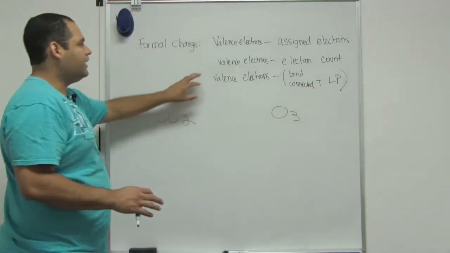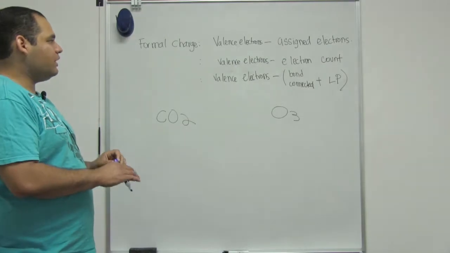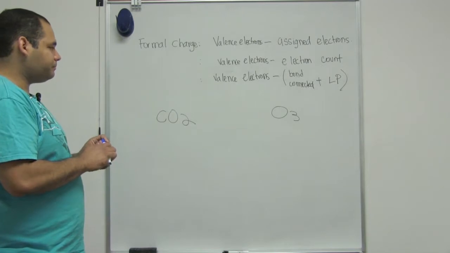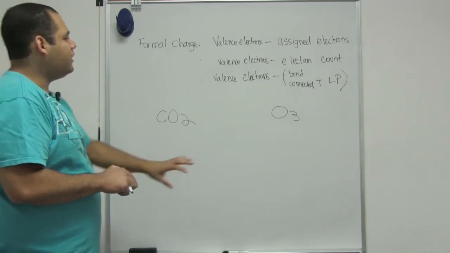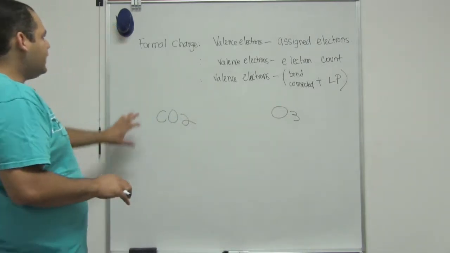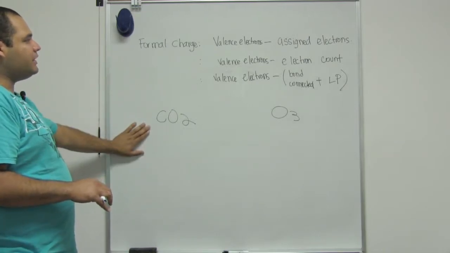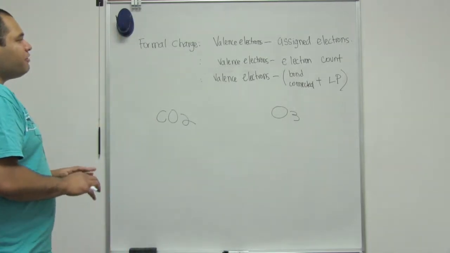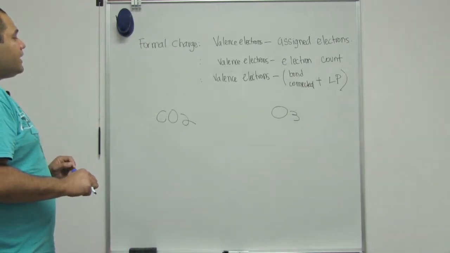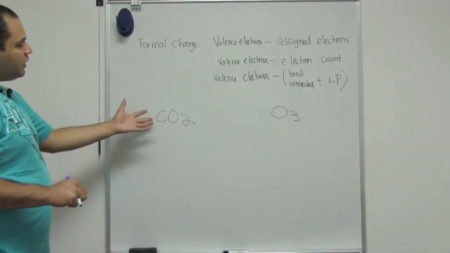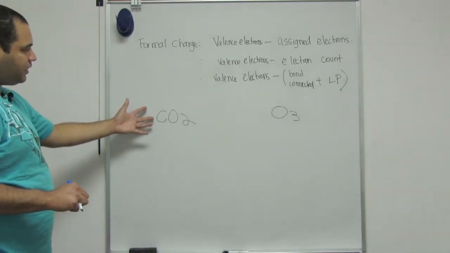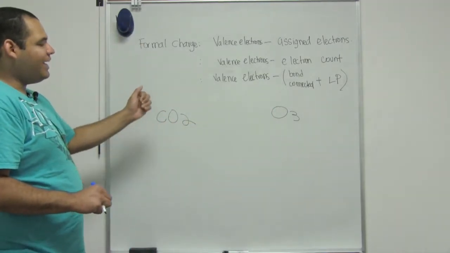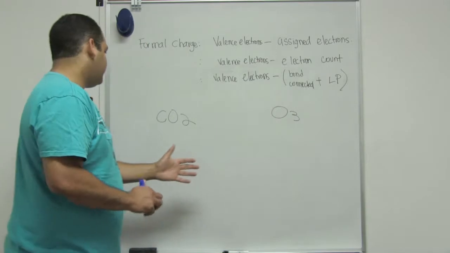I'd really like the third one. I think it's the simplest way to see it. So here I have two particular molecules, carbon dioxide and O3, and I wanted to assign formal charge to each one of the atoms in CO2 and in that molecule. So my first step is to draw the Lewis structure for this molecule and for this molecule. Let's work with CO2 first, and then let's work with O3.